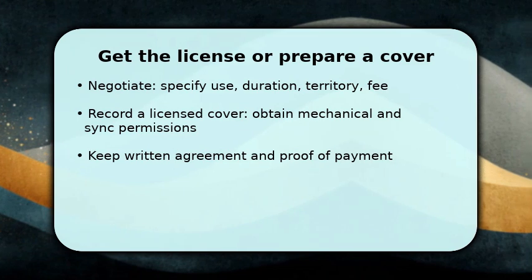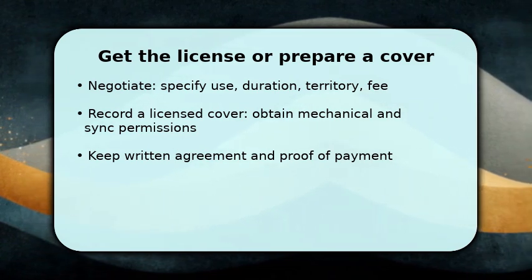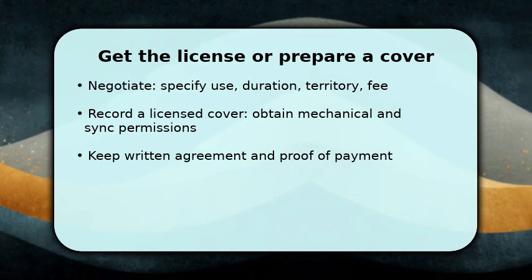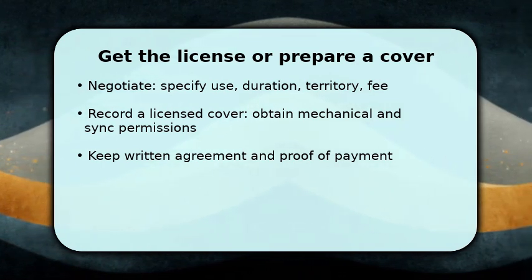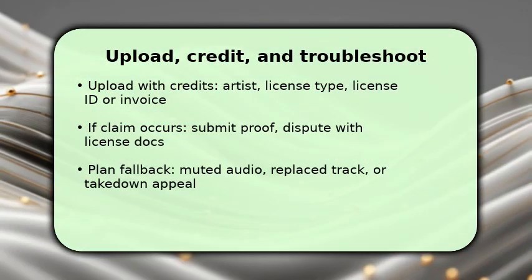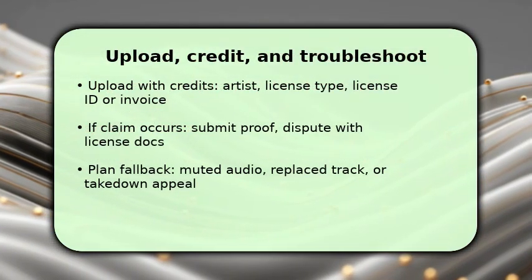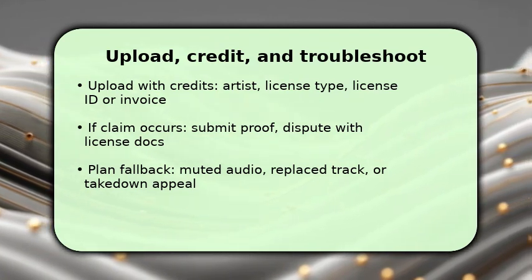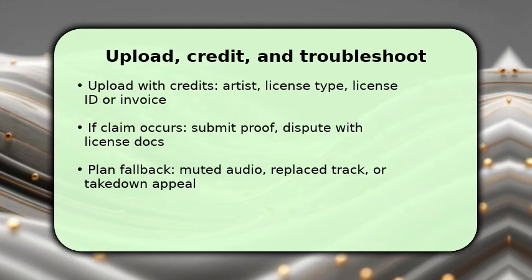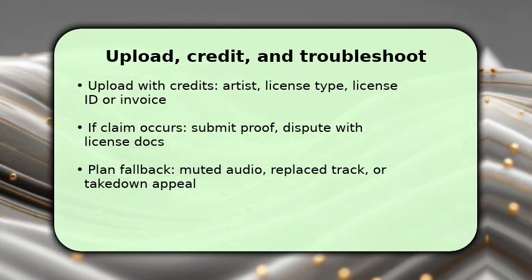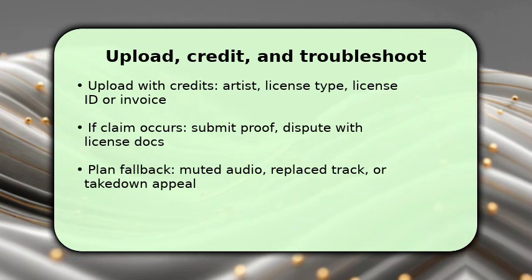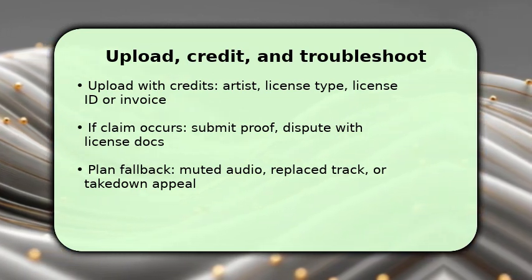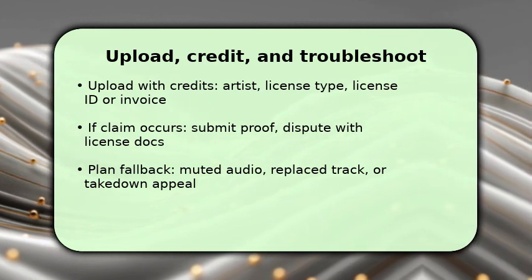Once done, embed the license info in your file records and note expiration dates so you don't reuse rights beyond the allowed term. Finally, upload the video and add on-screen and caption credits, artist, rights holder, and license ID or invoice number. If Instagram flags or mutes your post, immediately use the appeal flow and attach the written license or receipt. Make sure timestamps and usage terms match the claim period.